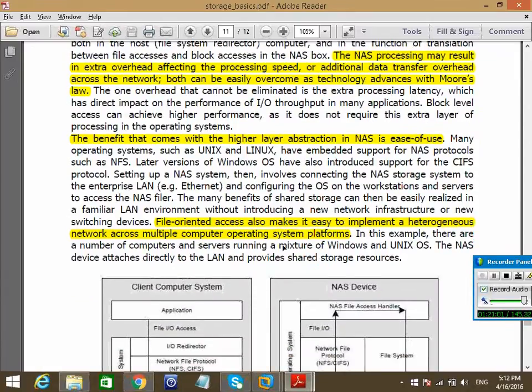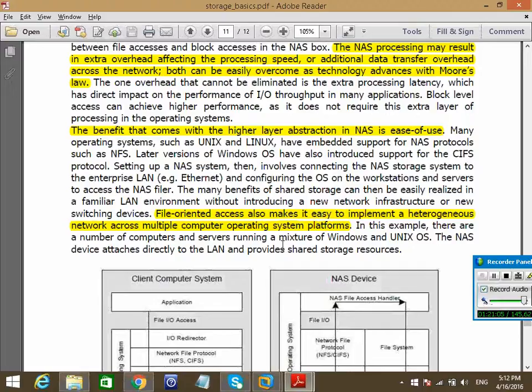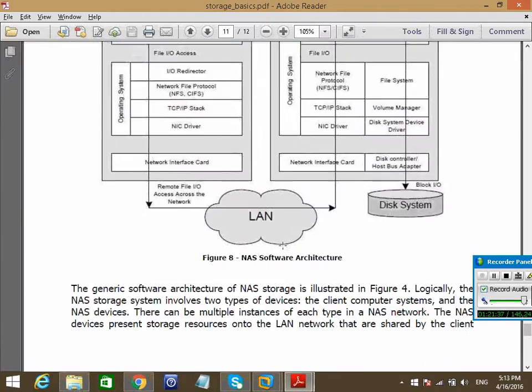So NAS is particularly easy to use when compared to SAN. Many operating systems, Unix and Linux, have embedded support for NAS protocols such as NFS and CIFS. Basically, you can develop the NAS as well as the SAN. You can actually install the rack on NAS also. File-oriented access also makes it easy to implement a heterogeneous network across multiple computer operating system platforms. So NAS can be compatible with either type of operating system.